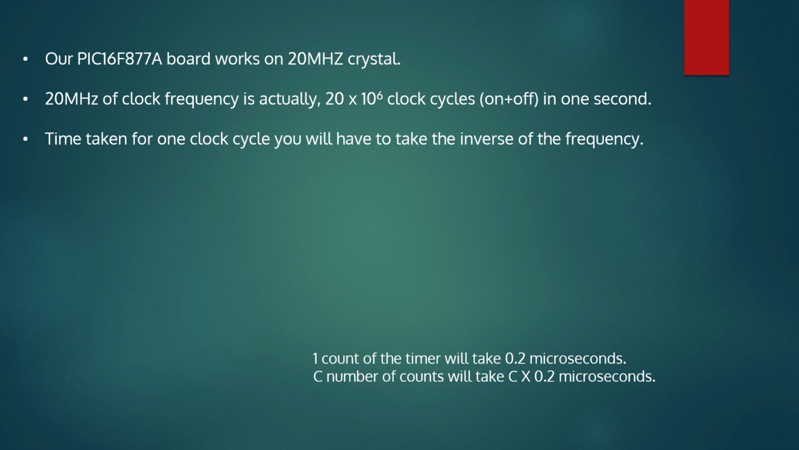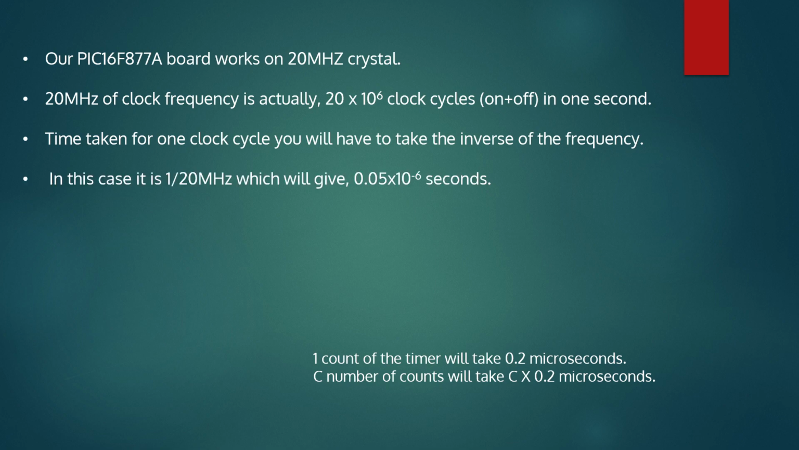So to get the time taken for one clock cycle, you need to invert the frequency. In this case, it will be 1 by 20 megahertz, which will give 0.05 into 10 to the power minus 6 seconds. That means one clock takes only 0.05 into 10 to the power minus 6 seconds.